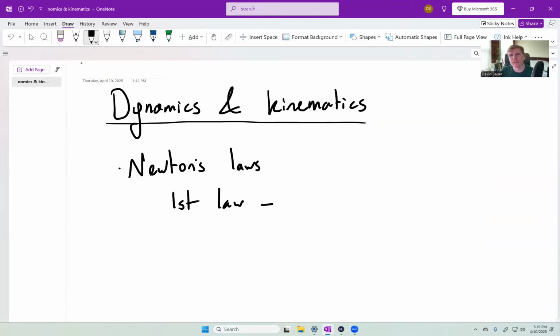The first law tells us that if we have an object moving with no net force on it, then the object will move in uniform motion. It'll have zero acceleration and constant velocity.